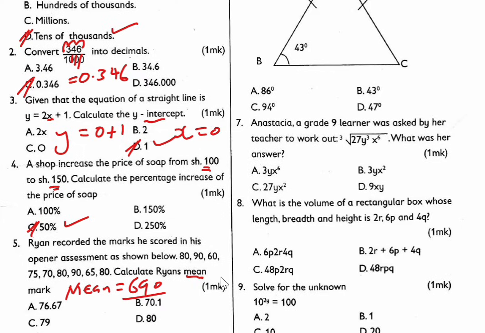We count how many subjects we have: 1, 2, 3, 4, 5, 6, 7, 8, 9. So we're going to divide 690 by 9. The answer, you can see, is 76.6667. So to 2 decimal places, it will be 76.67, and therefore the answer is A.